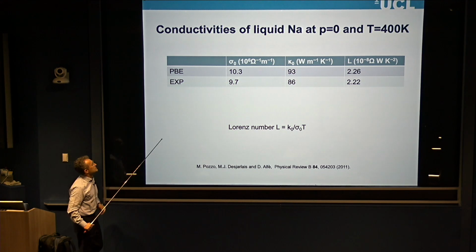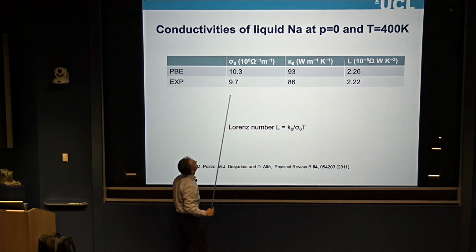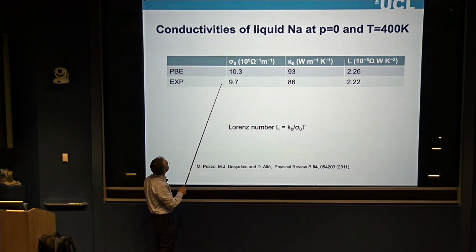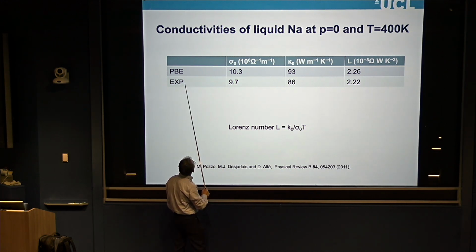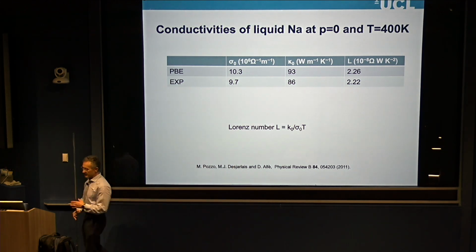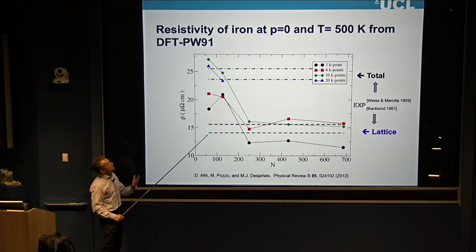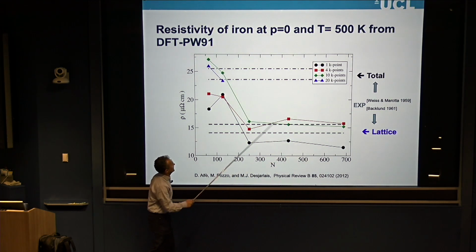So if you start applying this theory, you test it. The first test that was done here was for liquid sodium at ambient conditions, just higher temperatures. And you can see here the calculations. These are called PBE, the name of the functional that was used in that case, and compared to the experiments. What you see in this table is both the electrical conductivity and the thermal conductivity. And you can see that the agreement is respectable. If you look at iron, again, in the low pressure region where you have data, so you can test the theory against the experiments, again, the agreement is good.